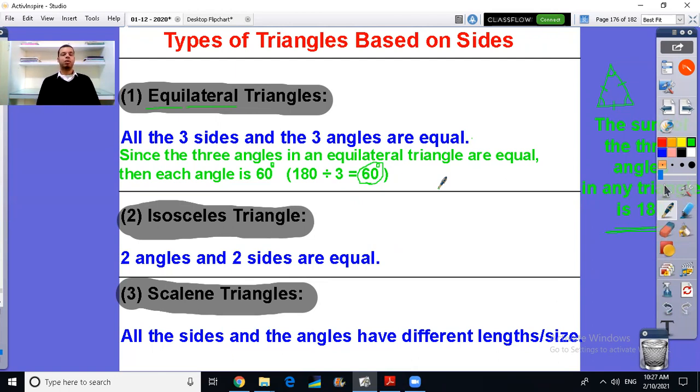Now we understand the equilateral triangles. What's the second one? How do we pronounce this? It is isosceles. Isosceles triangles have two equal sides. So they're not three equal sides. No, they are two.